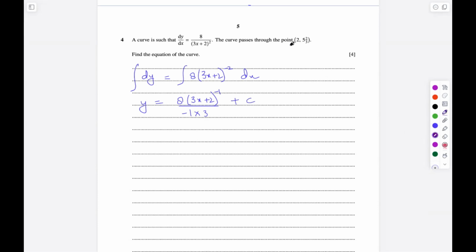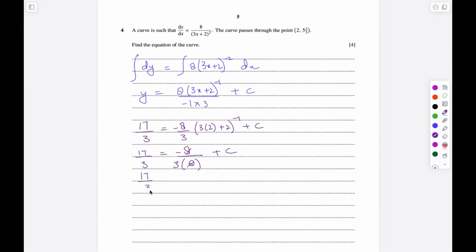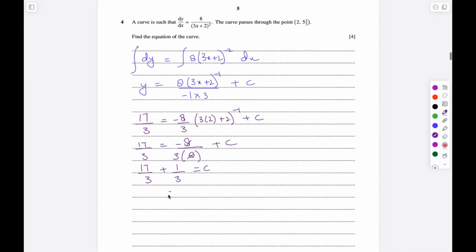Now to find the value of the constant, we substitute the point 2 and 5 wholes 2 upon 3. So 5 wholes 2 upon 3 can be written as 17 upon 3 is equal to minus 8 upon 3 into 3 into 2 plus 2 to the power minus 1 plus c. Simplifying this, we'll get 17 upon 3 is equal to minus 8 upon 3 into, so to make this power positive, we'll bring it in the denominator. So this will become 6 plus 2, 8 plus c. This 8 and 8 will cancel out. So this will become 17 upon 3 plus 1 upon 3. So 18 upon 3 will be equal to 6.